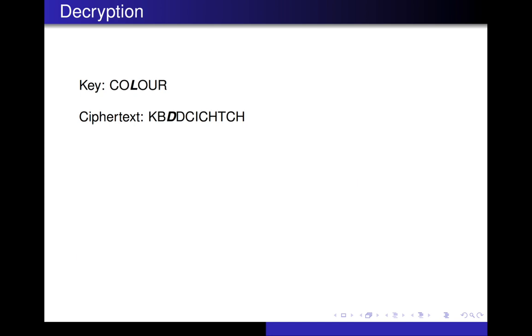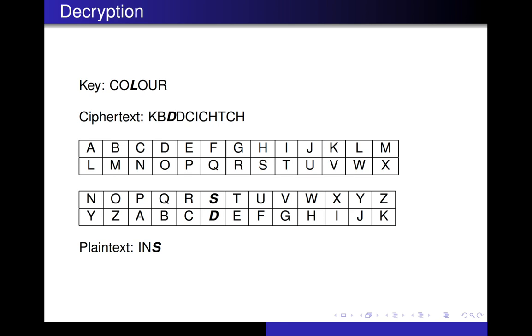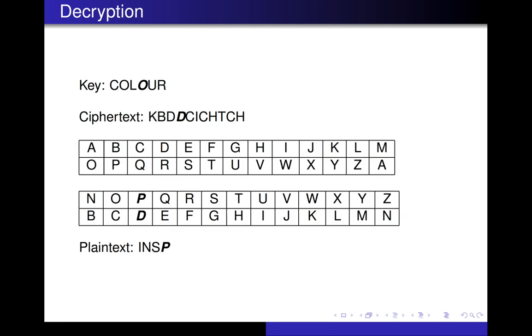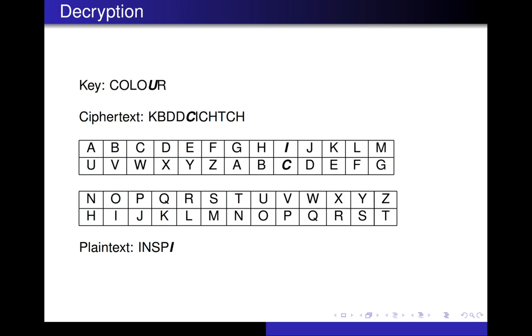Our third letter, that letter L in the key is going to tell us what our key is for that particular letter. We look for D in the bottom row. It's right below the S, and we keep on going. The next one is D for our ciphertext. O is for our key. That means the O is going to determine what our key is for that letter. We're going to look for D in the second row. Right above it is a P, and keep on going.